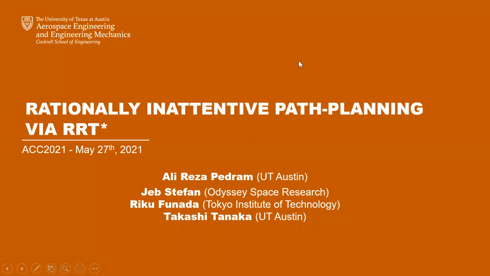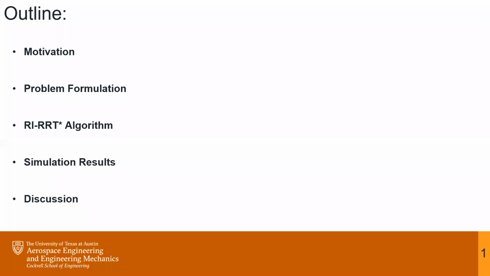Hi everyone, today I'm presenting our new result on rationally inattentive path planning via RRT star algorithm. In this presentation, I'll start by explaining the motivation and continue by describing the problem formulation and our proposed algorithm. Finally, I'll conclude by providing some simulation results and their associated discussion.